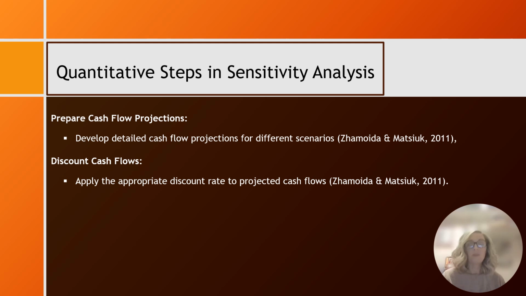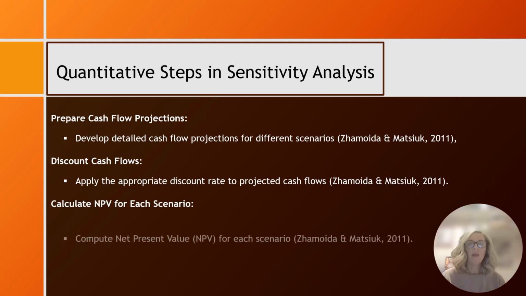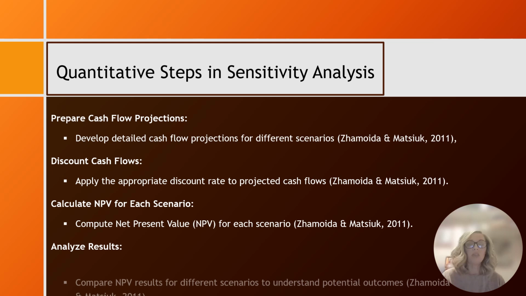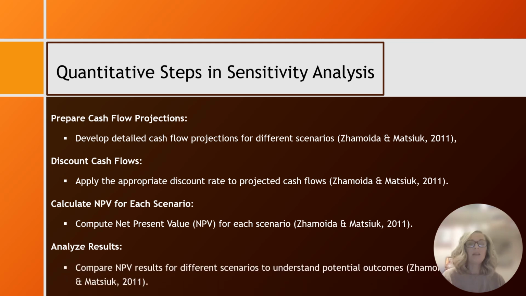Next, you're going to want to do some calculations. Here you compute the net present value for each scenario by summing the discounted cash flows. The NPV helps in determining the project's profitability under different conditions. Finally, you want to analyze your results. Compare the net present value results for the different scenarios to understand the range of potential outcomes. This analysis helps in identifying the most sensitive variables and assessing the project's risk.